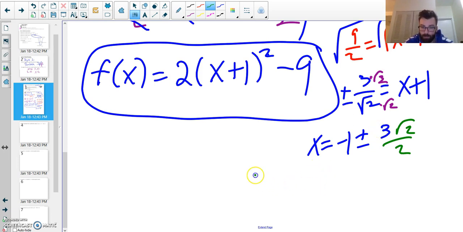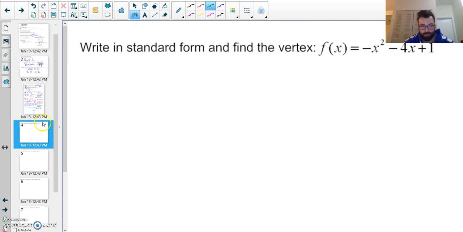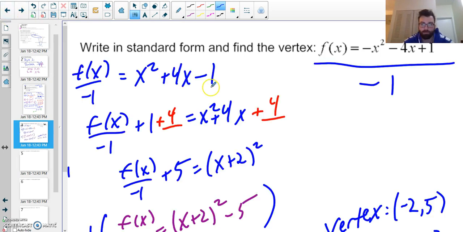And I can write those as ordered pairs as well. Write those as two separate ordered pairs. But I'm not going to do that. We're just going to save ourselves some time. Alright. I want you to do this one yourself. I want you to write in standard form and then find the vertex and find the line of symmetry as well.